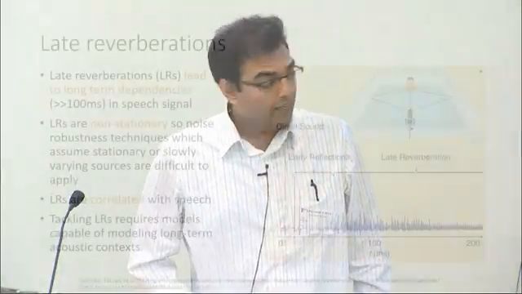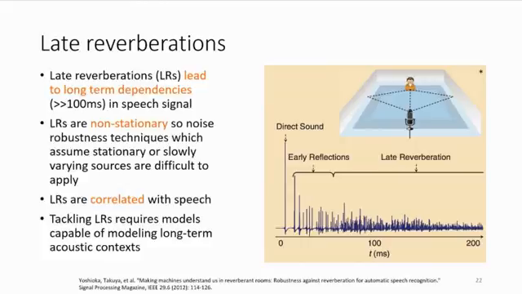And why exactly is the far field recognition task so bad in terms of dependencies? It's usually because of the late reverberations. Late reverberations are reflections of the actual signal which happen after 100 milliseconds, and usually they are non-stationary. So noise robustness techniques which assume a lot about stationarity, or which do not assume varying, moving sources, are very difficult to apply when we have reverberated signals.